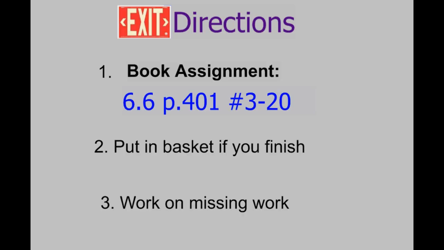So your homework is out of the book. You have problems 3 through 20. If you finish, put it in the basket, and then you can work on missing work.